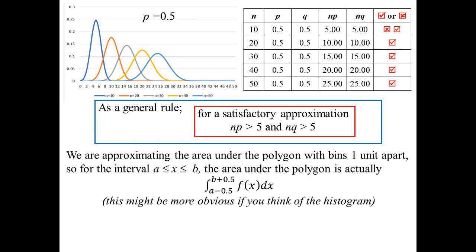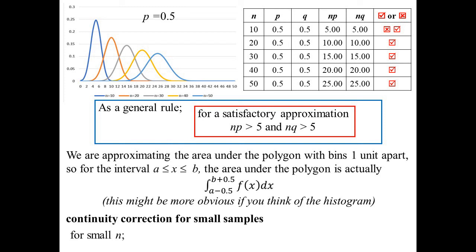So what we're actually doing, remember, is we're approximating the area under the polygon with the bins. That's just the numbers, if you remember. And ours are 1 unit apart. Now, the polygon, if you think back to the histogram, remember how in the histogram you joined it up to half the next and half below? So it's really that integral that we're finding.